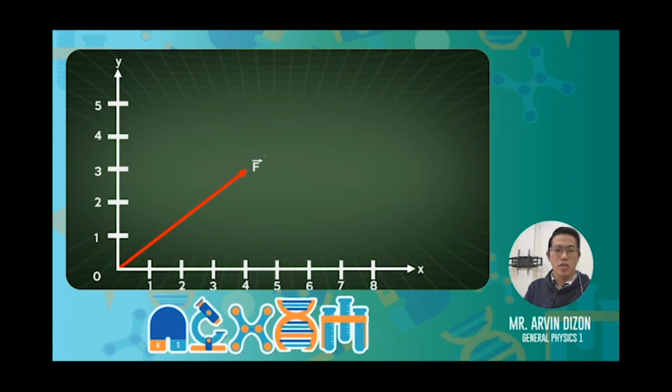In this illustration, we have here a resultant vector. A resultant vector is the result of the interaction of its components. In this case, it means this is caused by the interaction of the component vector on the x-axis and its component vector on the y-axis.